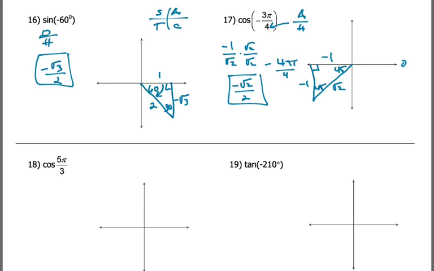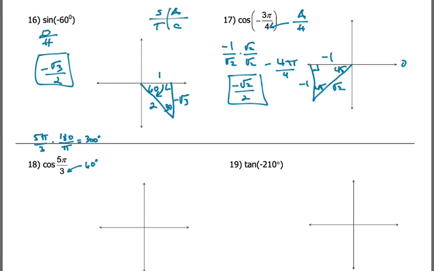All right, on the next one, we've got 5 pi over 3. Because my denominator has a 3 in it, I know that's going to be a 60-degree reference angle. But again, if you feel more comfortable, change those radians to degrees. So 5 pi over 3 times 180 over pi, and that ends up being 300 degrees.